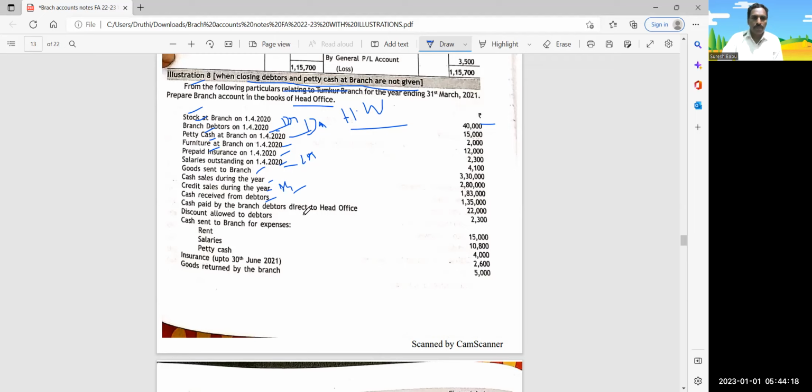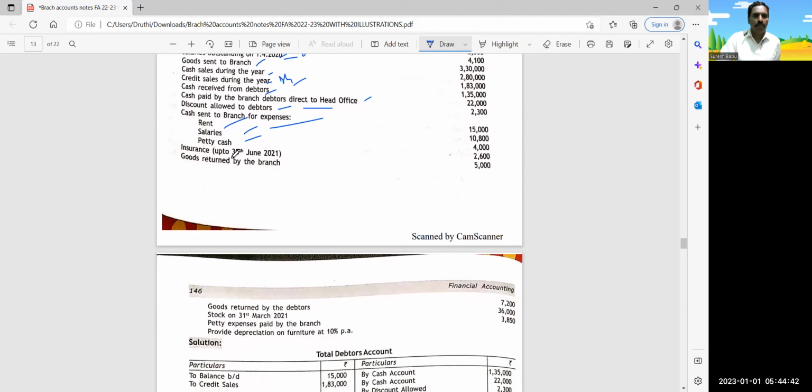Cash paid by branch debtors direct to head office, even this is to be credited to the debtors account, and this is to be included as cash received from debtors on the credit side of the branch account. Discount allowed is an item of the total debtors account or memorandum debtors. Cash sent for expenses, rent, salaries, petty cash is to be debited in the branch account.